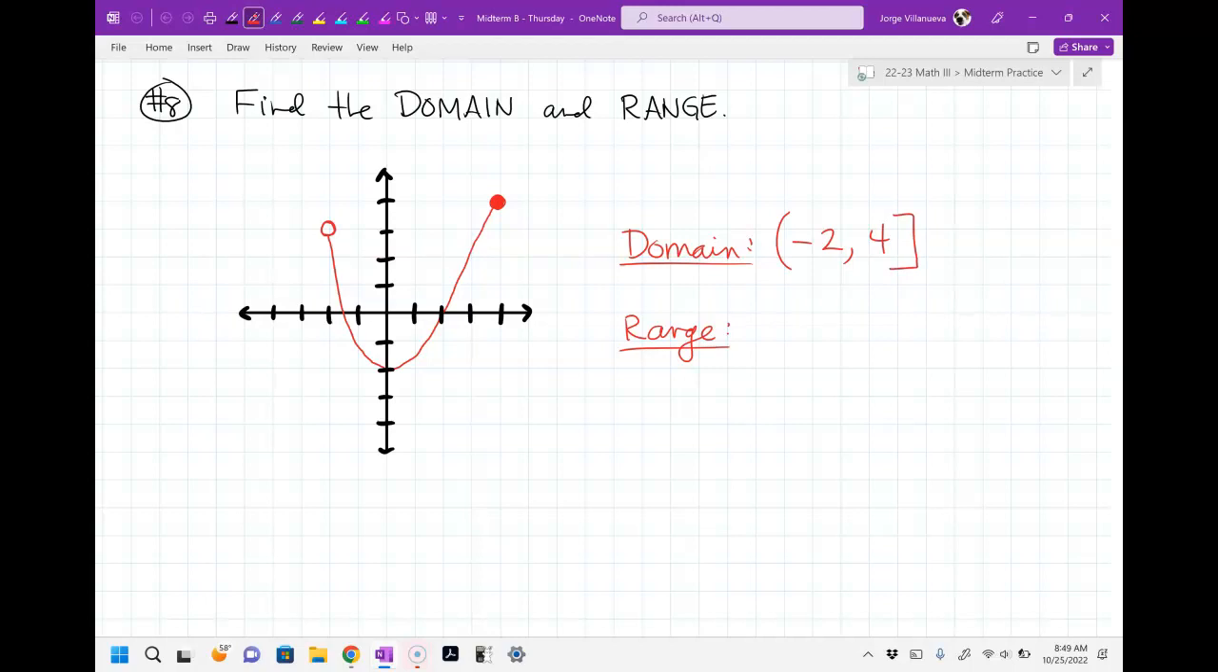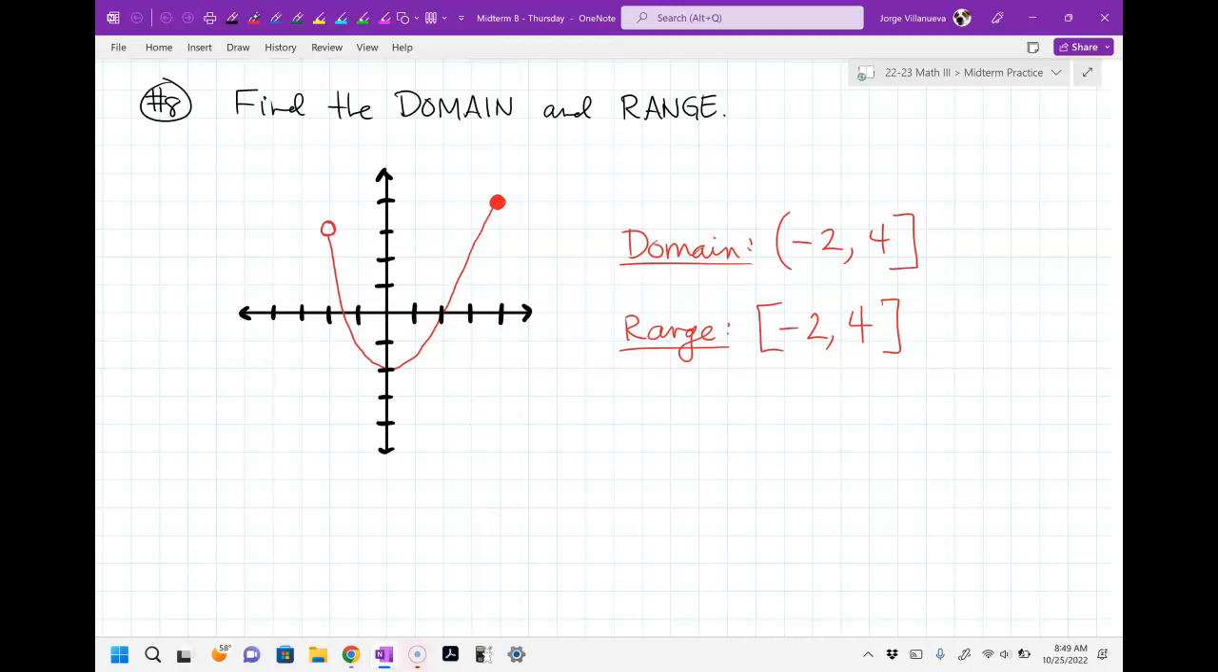Range is how low to how high. So what's the lowest value you see for y? Negative 2. What's the highest value? 4. Should I include negative 2? Yeah, remember, we're going bottom up, right? Don't look at the negative 2 over there. But yeah, I should include that. And then for the 4, should I or should I not? Yeah, I should, because notice it's a solid dot, right? So we should include that one. So there's your domain and your range, okay?